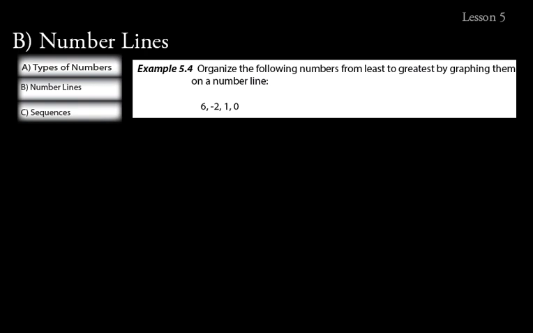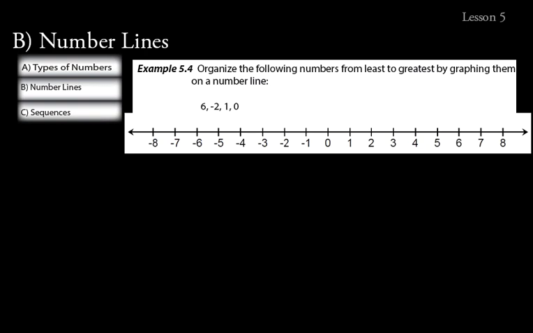Example 4 here says organize the following numbers from least to greatest by graphing them on a number line. So I'm going to quickly put a number line up there on the screen. Take your time. You should do one as well on your paper. Now, when you do one on your paper, this is not art class. You can use a straight edge, a ruler, something to help you make it straight, or you can just do it as straight as you can. Try to find the middle of your number line, put a tick mark there, 0. Try to make these marks evenly spaced. Of course, they don't have to be perfect.